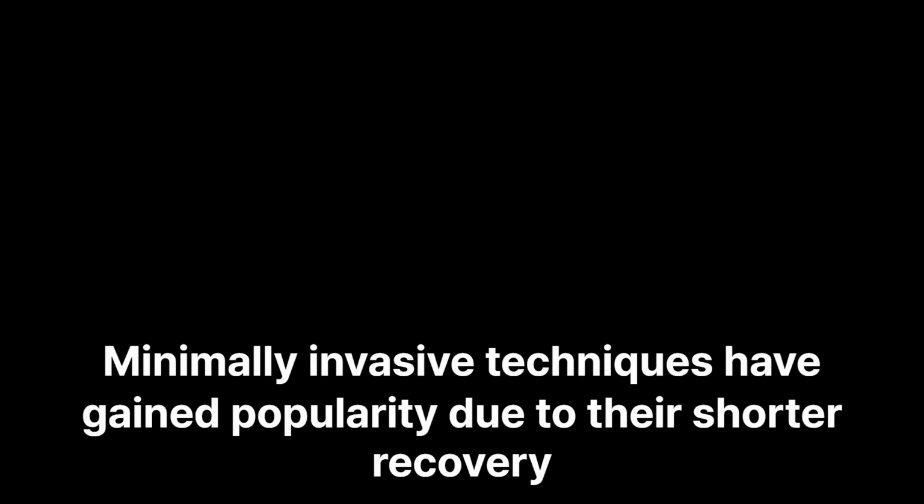Surgical intervention is considered when conservative measures fail or when significant neurological deficits, such as progressive weakness or bowel and bladder dysfunction, develop. The most common surgical procedure for lumbar disc herniation is microdiscectomy, which involves removing the herniated portion of the disc to relieve nerve compression. Minimally invasive techniques have gained popularity due to their shorter recovery time and reduced risk of complications.